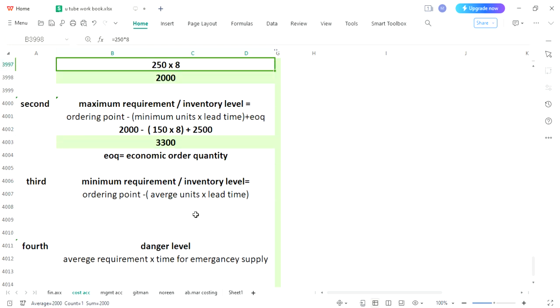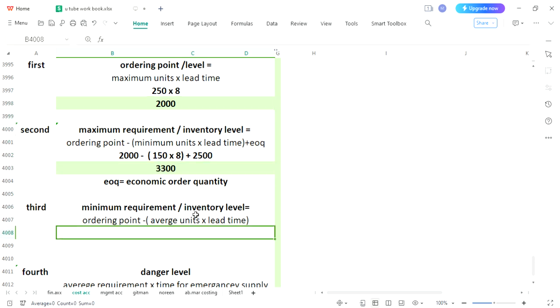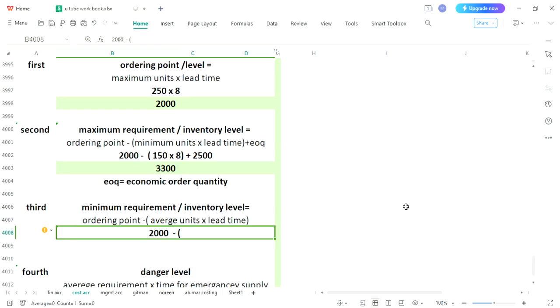So our two answers are ready, and now we will see our third point, which is minimum requirement. For that we need the ordering point, and the good thing is the ordering point has already been calculated, which is 2000. So just put 2000 over here, sign of minus, bracket open, average units. Again in the question we will see if the average number of units is given. Look here, the average is again in daily usage, and our time is also in days, so it is matched. Every daily usage is 200 units.